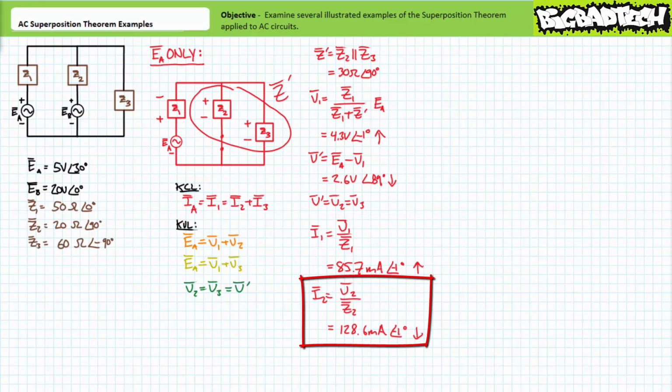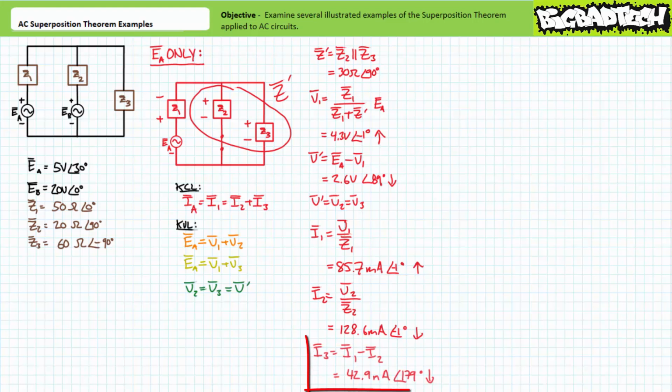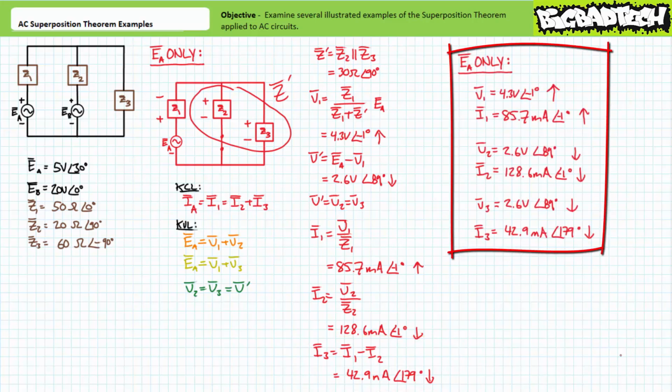Another application of Ohm's law demonstrates that current through impedance element Z2 is 128.6 milliamperes at an angle of negative 1 degree, traveling top to bottom. Finally, application of Kirchhoff's current law demonstrates current through impedance element Z3 to be 42.9 milliamperes at an angle of 179 degrees, traveling top to bottom. This completes the analysis from the perspective of AC voltage source EA.